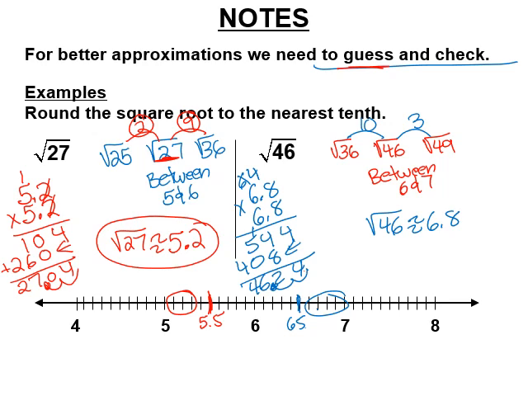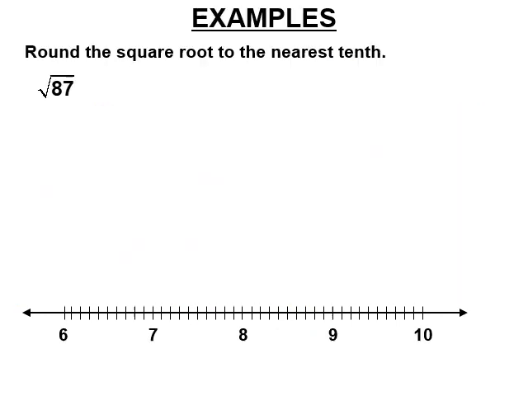Now, sometimes you're going to guess badly. You shouldn't be guessing anything lower than 6.6 because 46 is really close to 49. That means the answer is really close to 7. So we're guessing numbers close to 7, the decimals close to 7. So try this one.